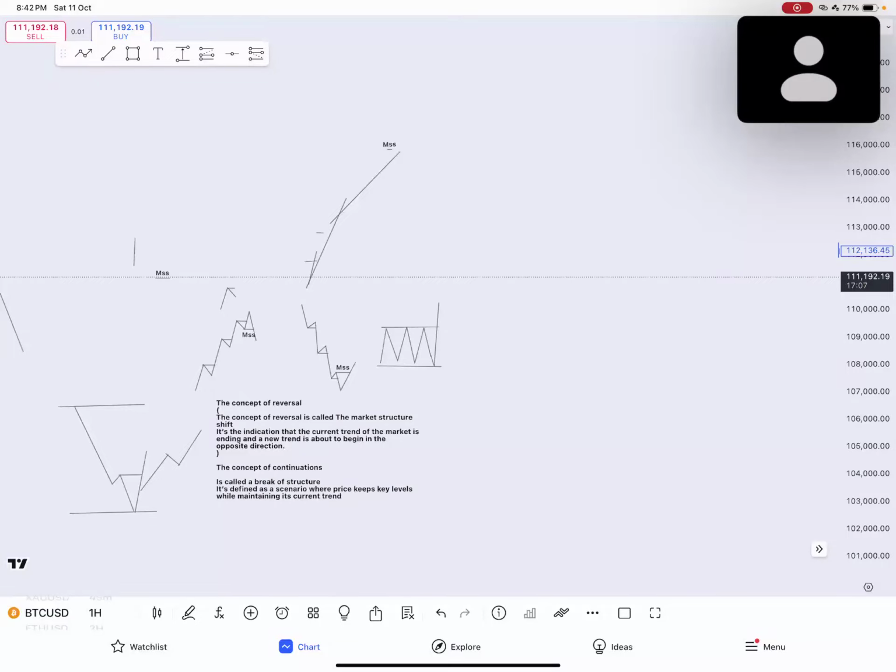Let's assume that when market was coming down, let's say there was a high here. Then price started, let's say market started moving to the upside and then gave us the structure shift first and then eventually started buying.